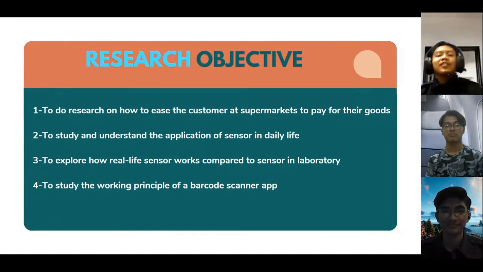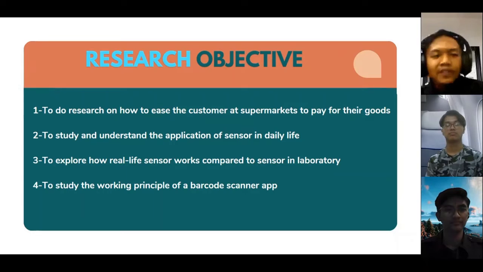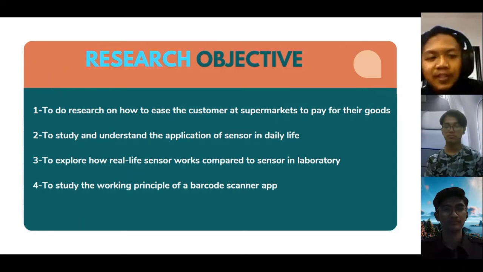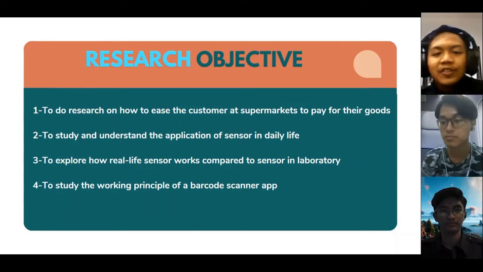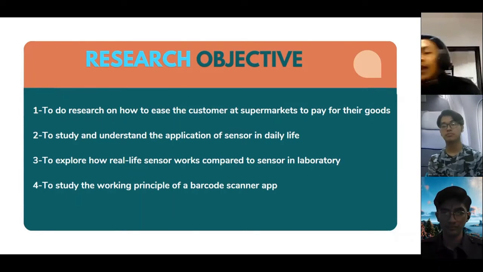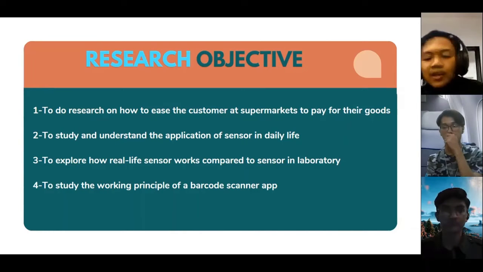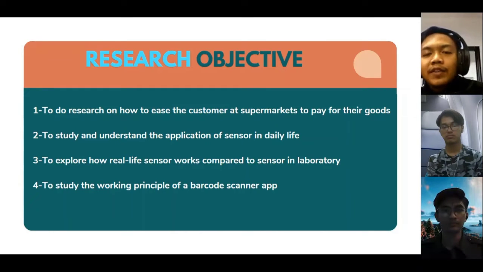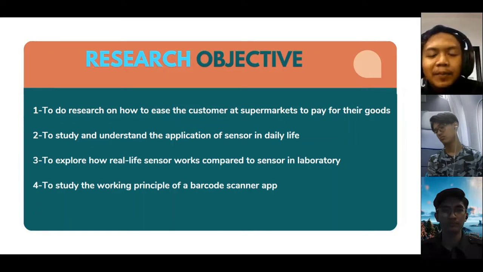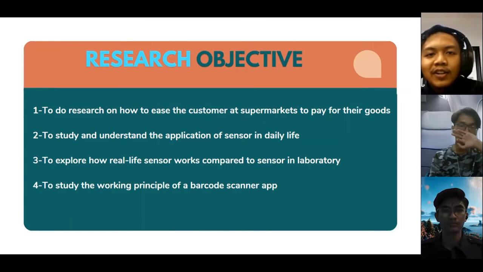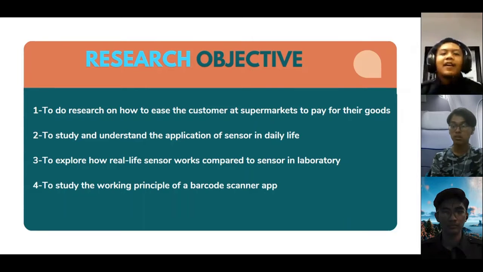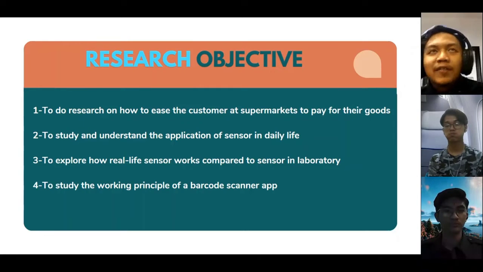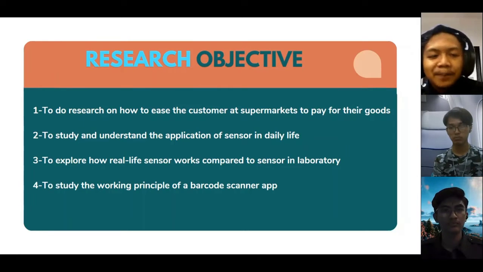Okay, so the research objective of this study, number one, is to research how to ease the customer at supermarkets to pay for their goods. As we know, nowadays, every day we would see many people queuing so long at the payment counter at the supermarket, especially during big events, Hari Raya or other events.